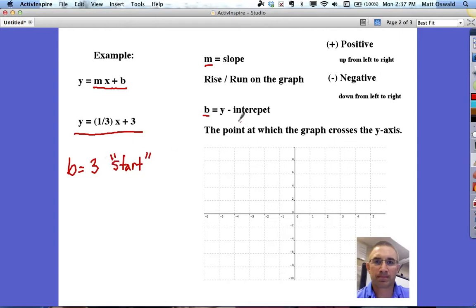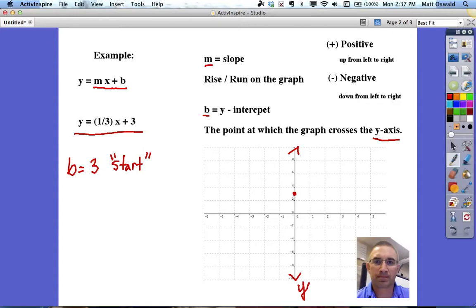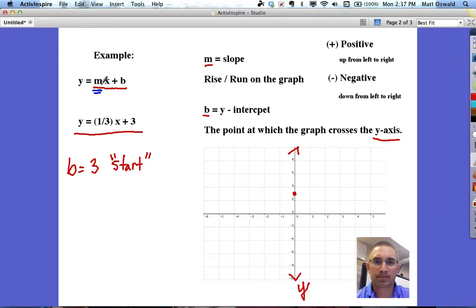That starting point is called the y-intercept, and it is going to be the point where the line crosses the y-axis. Remember that the y-axis is the axis that goes up and down on a graph. So I'm going to go to 3, and I'm going to make a dot. Next, I have to work with the slope. Remember, the slope is the m.